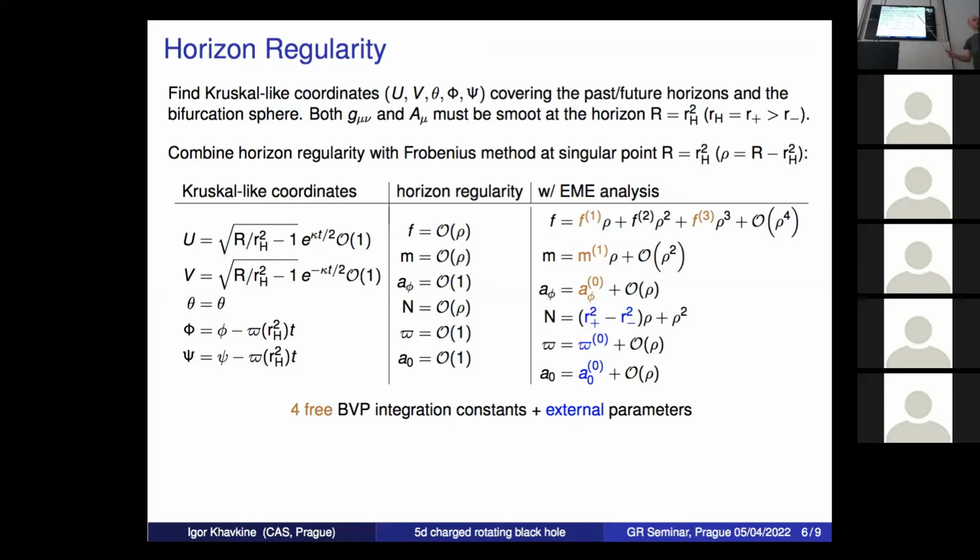Then you can do this Frobenius expansion again, and once again discover that yes, indeed, you can have an expansion in integer powers of R. If there are logs, they contradict this smoothness assumption and they are killed. Once they're killed, the remaining free parameters appear in the following locations. Again, the external parameters appear here. So there are 4 free integration constants in the BVP system of the Einstein-Maxwell equations. Any questions on this part? I hope it's good.